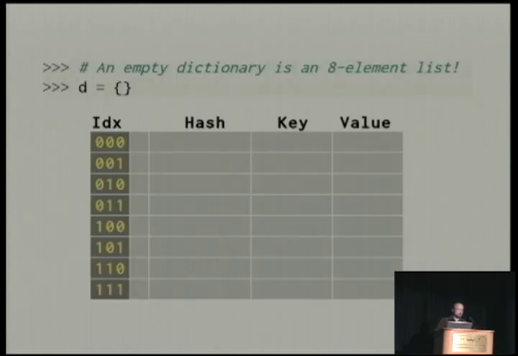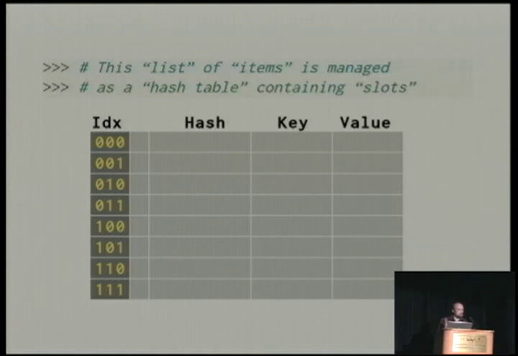First, a dictionary is really a list. When you start out with an empty dictionary, behind the scenes it is actually creating an 8-element list or table in a contiguous block of RAM. I might occasionally call this a list of items to continue the analogy with lists, but the correct term that I'll often use is a hash table, and I'll call the entries in it slots.